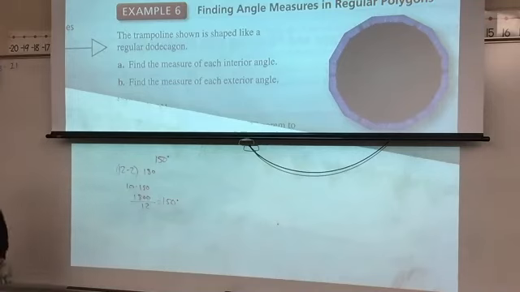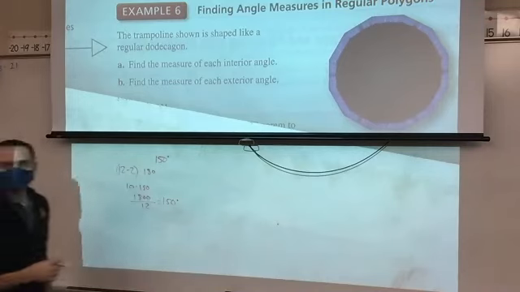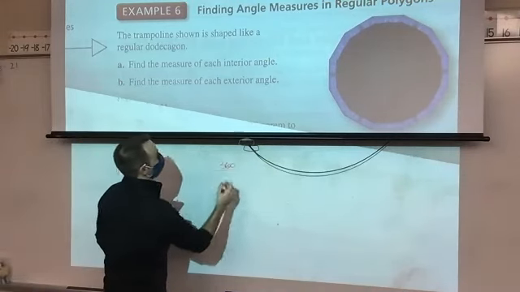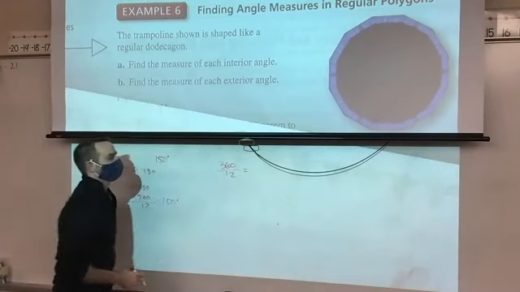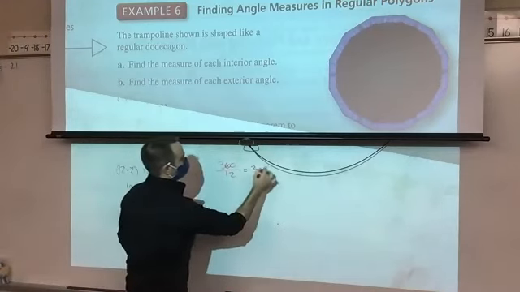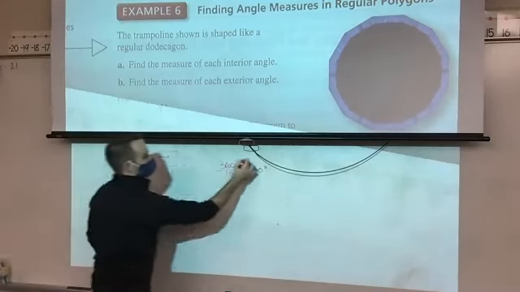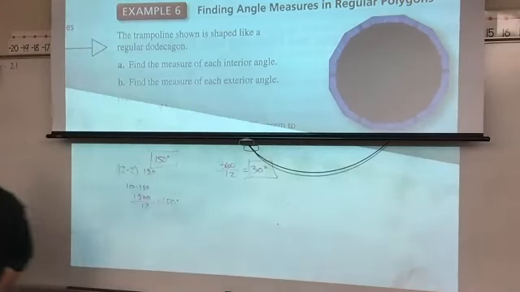All right, how about for B? What's the measure of our exterior here? Jordan? 30. It is 30. 360 divided by 12 gives us 30. What do we notice about those two numbers?